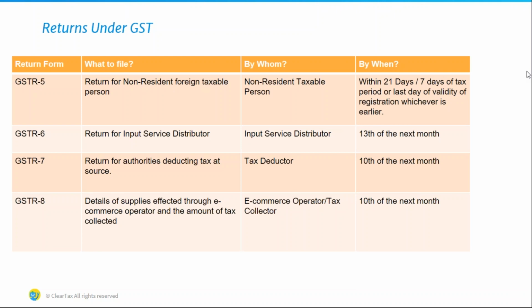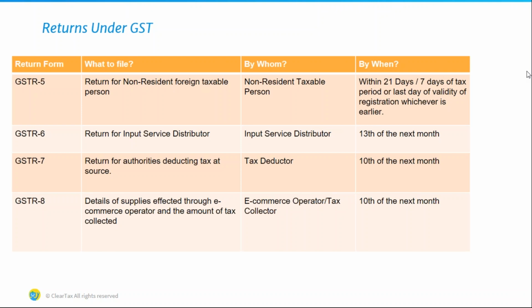So the same concept has been introduced in goods and service tax also. Here, a person who registers himself as an input service distributor is required to file GSTR 6, and it should include all the input credit that is distributed to various branches and various units. And this return is required to be filed by 13th of next month. So that's the timeline for GSTR 6. Again, this is applicable on large businesses who have registered themselves as an input service distributor.